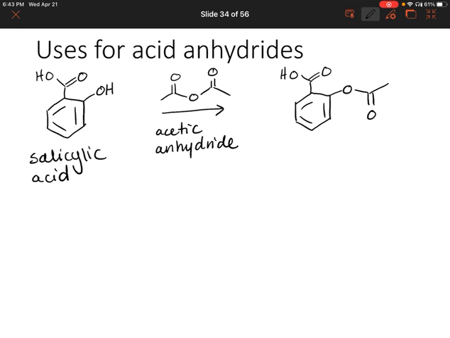But notice that our ester, the carbonyl group in the ester is further away from the ring. It's not directly connected to the ring. So this would be called acetyl salicylic acid. So we have an acetyl group bonded to our salicylic acid, and this is also known as aspirin.